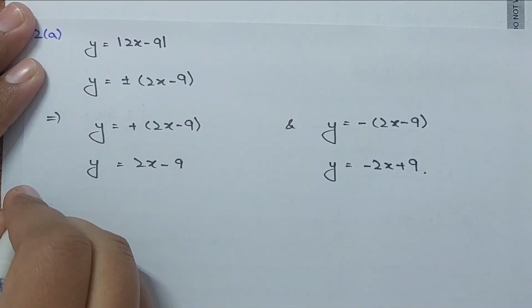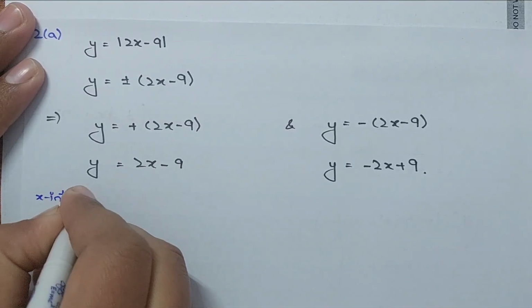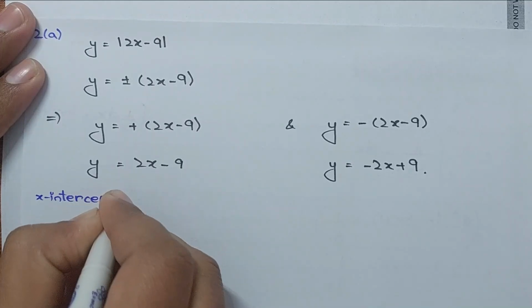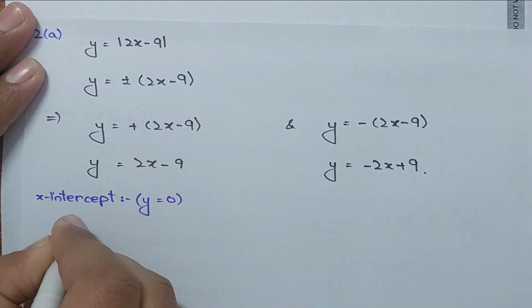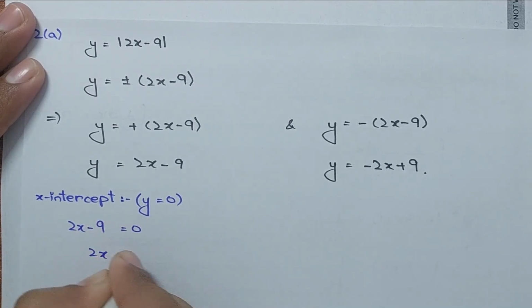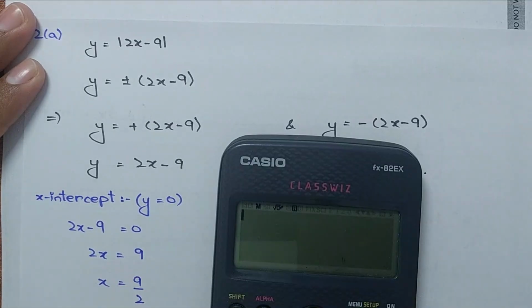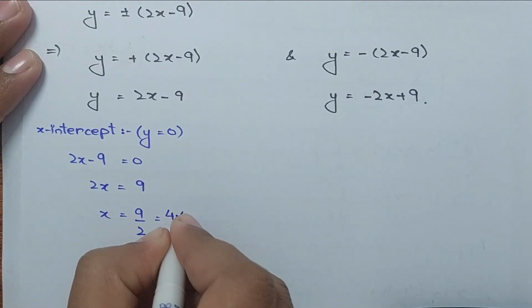So for this function, let me solve for the x-intercept. For x-intercept, you have to put y equal to 0. When y value is 0, we can say 2x minus 9 equals 0. So 2x would be equal to 9 and x would be equal to 9 by 2. And what is 9 by 2? I guess it's 4.5. 9 by 2 is 4.5, yes. Okay, so the x-intercept is 4.5.